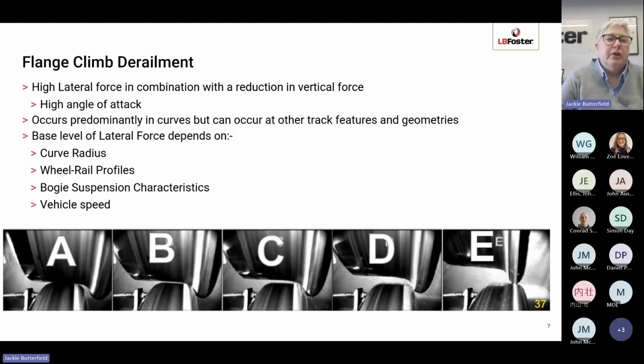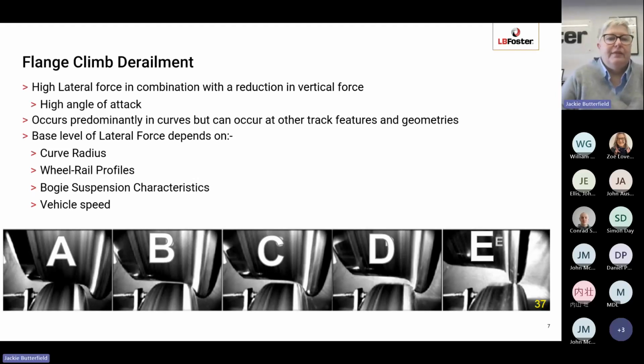This tends to occur predominantly in curves, but can occur at other track features and geometries, such as switches and crossings. So, going back to the statistics in North America, where the majority of the derailments were in yards and depots, these are the areas where you tend to have a lot of switches and crossings and special track geometry.